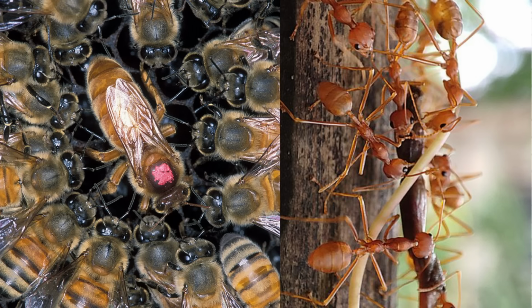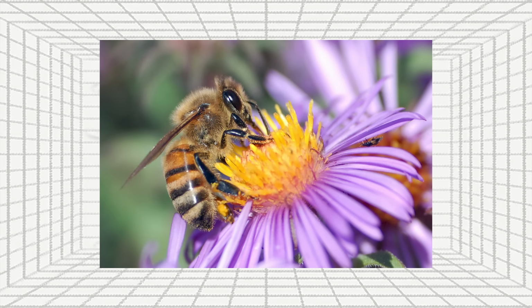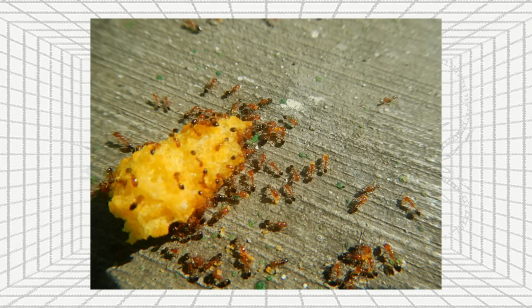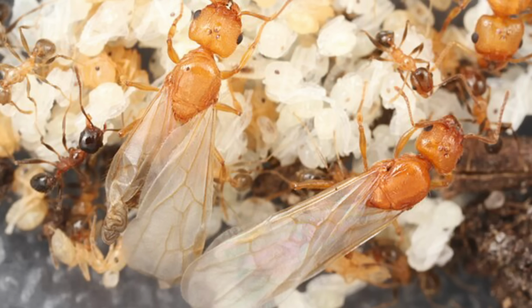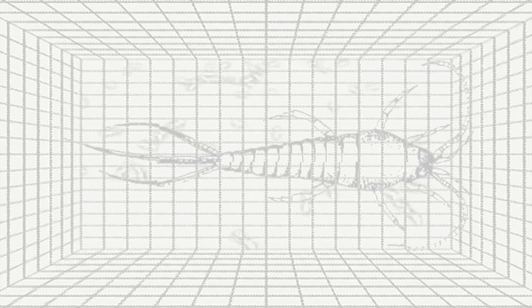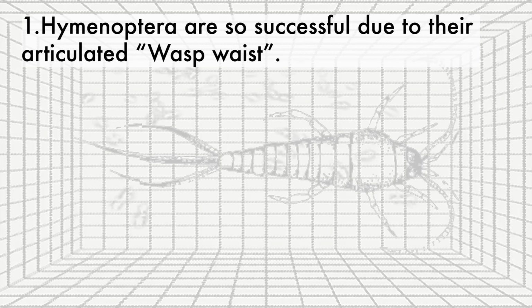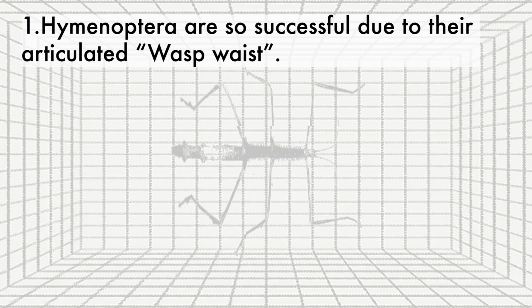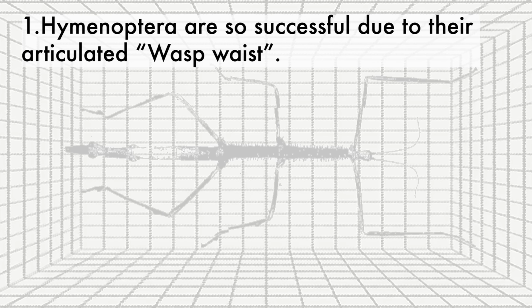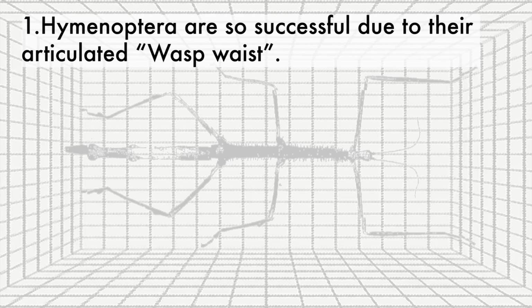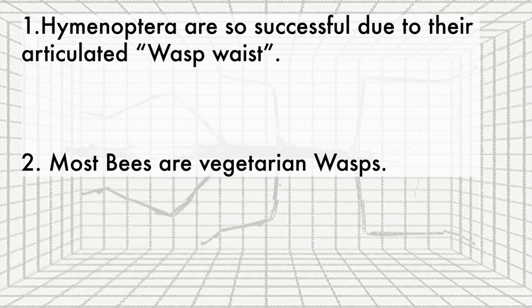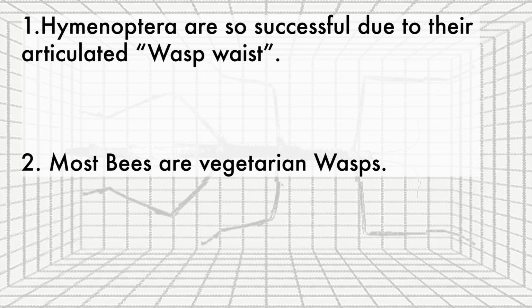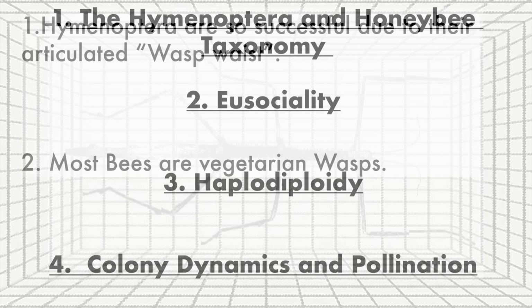Bees and ants came next at around the same time. Bees are basically vegetarian wasps, and ants are basically terrestrial wasps, although typically their reproductives retain flight, like termites. The 2 key things to remember here are that the Hymenoptera have found their success due to the way their wasp waist allows them to become very task-oriented insects, and that bees within this context are the most vegetarian of the Hymenoptera, save for a few ant species.